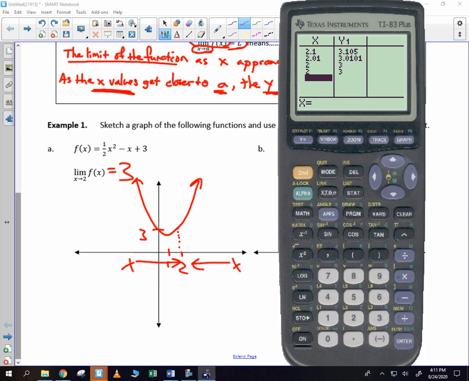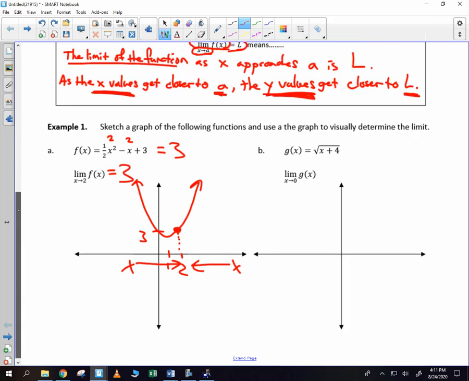But I want to be clear, it's not what you plug in, it's what it's getting close to. It's a big difference. Now, in this situation, it does happen that the limit is the same as what you get when you plug in 2. If I plug in 2 for x, I do come out with 3, and that happens to be the limit. That is not always the case, though.